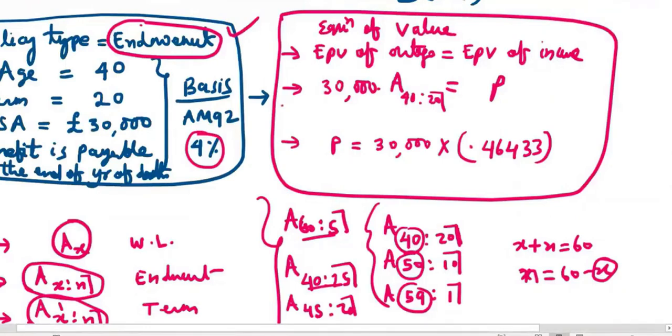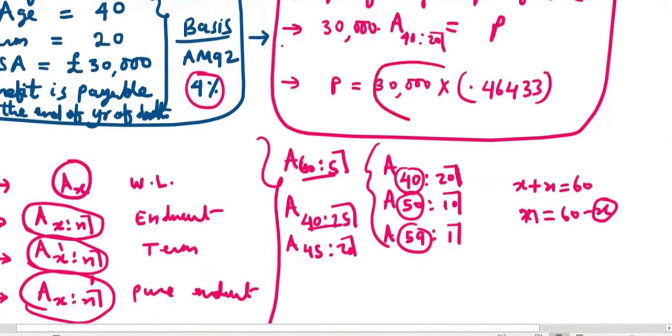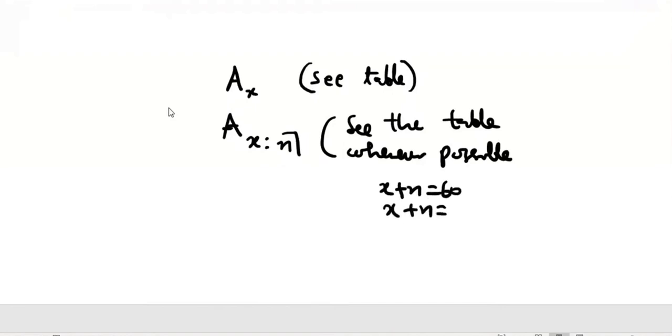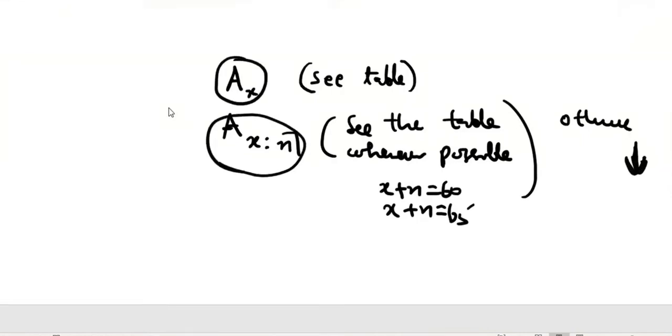So this is over. And let me tell you, you have to see the table mostly, almost all the time. A X N, see the table whenever possible, in the cases where X plus N is either 60 or 65. Otherwise, we'll have another way. Okay, we'll go to that later. We'll find a way later. For the time being, you can see the table here.